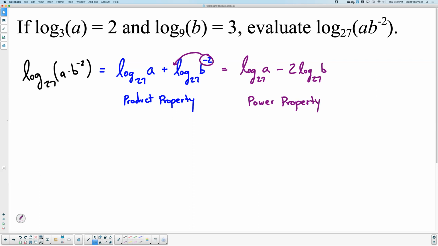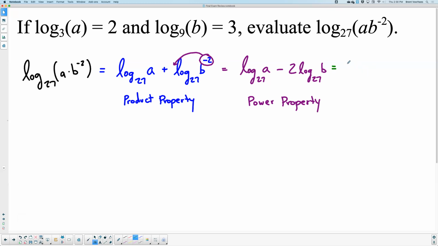Now what? When I look at this, do I have that right there? What's the problem? We need a different base, don't we? Do we have a way of changing the base?